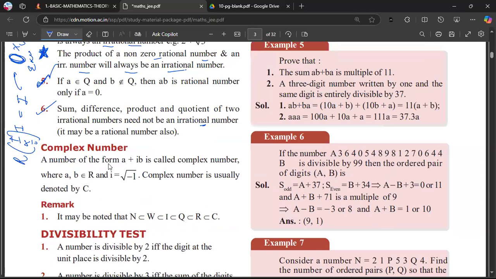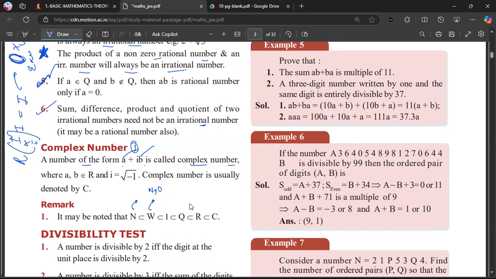A complex number is a number of the form a plus iota b. A is the real part, b is the imaginary part, iota is the unit of the imaginary part, and the unit of real numbers is simply 1. That's why it's not written here. It's called a complex number. Now we have to understand that natural numbers are contained in whole numbers, because whole numbers include natural numbers as well as 0.